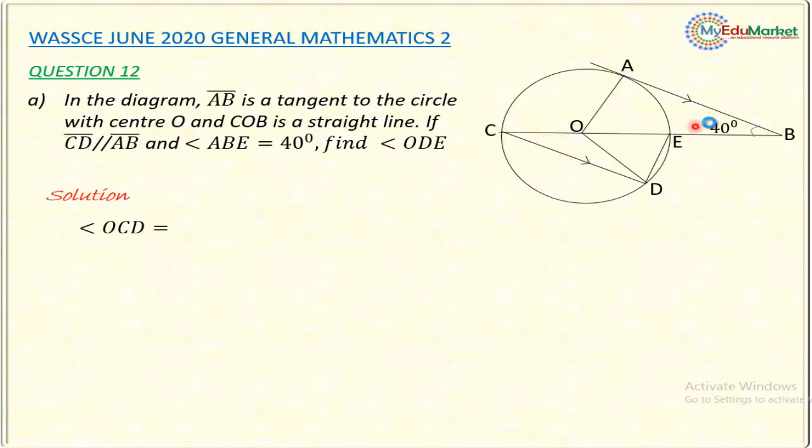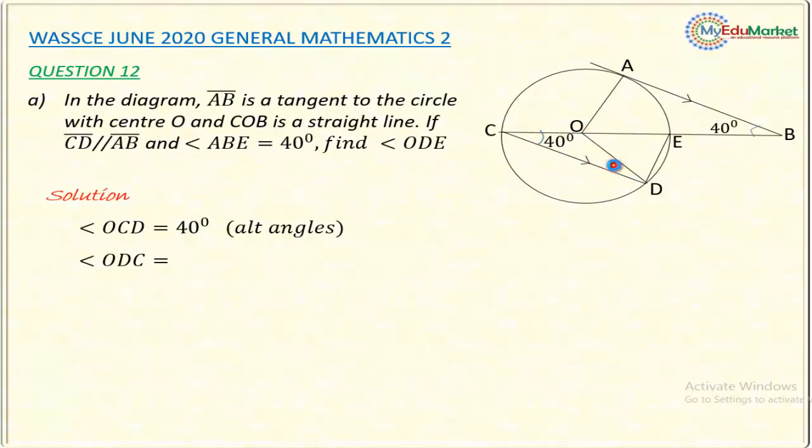This angle is equal to 40 degrees, equal to this one, because these two lines are parallel, and line CB is cutting the two parallel lines, so it's a transversal. So this angle and this are alternate angles. So this angle will be 40, and the reason is they are alternate angles. So I continue.